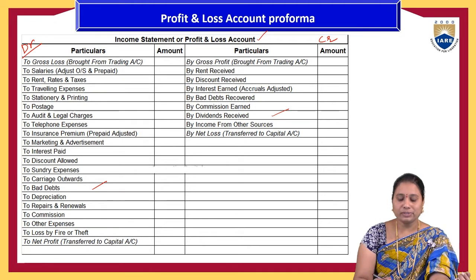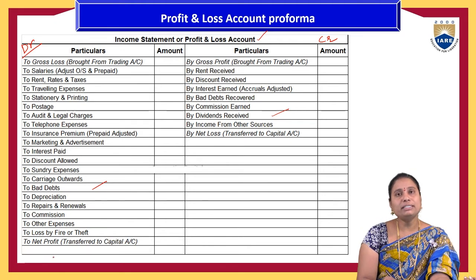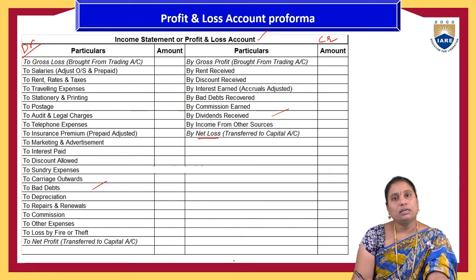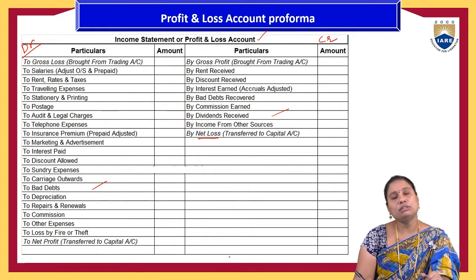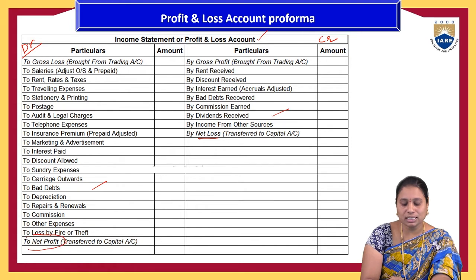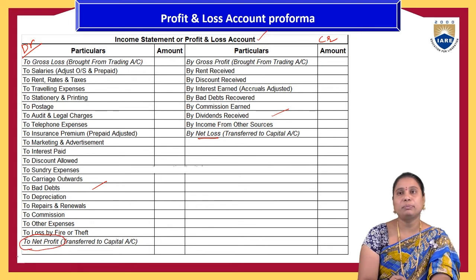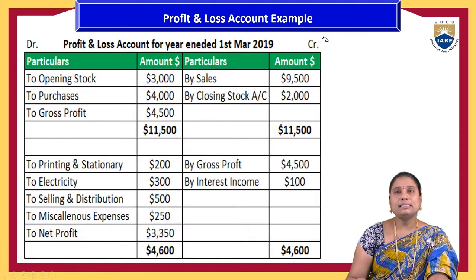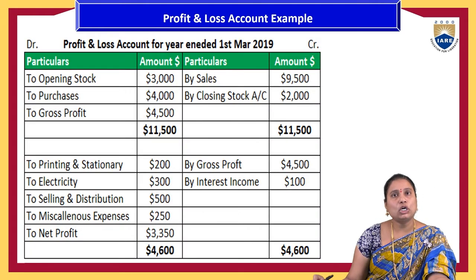Here the remaining balance will be on the debit side. If the debit side is more and the credit side is less, it will be treated as net loss, because expenditure is more and income is less, which means loss. If the credit side is more than the debit side, then the balancing figure will be treated as net profit, which will be posted to the balance sheet of the organization. Well, this is the example for the profit and loss account.